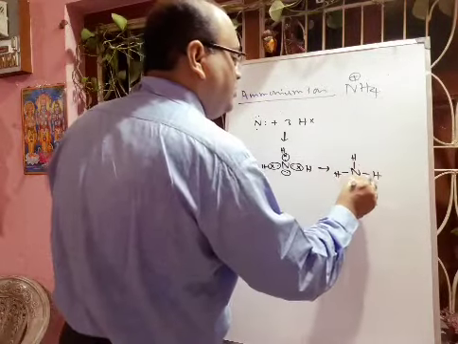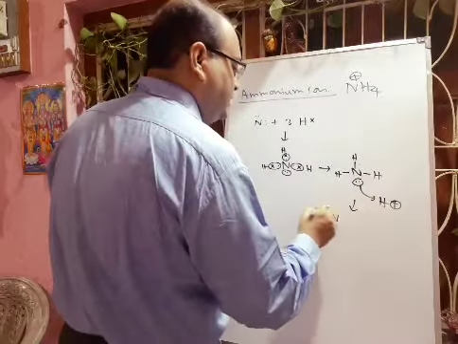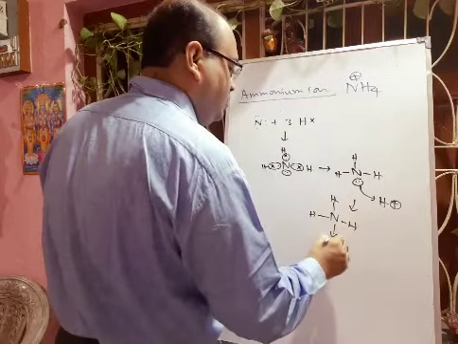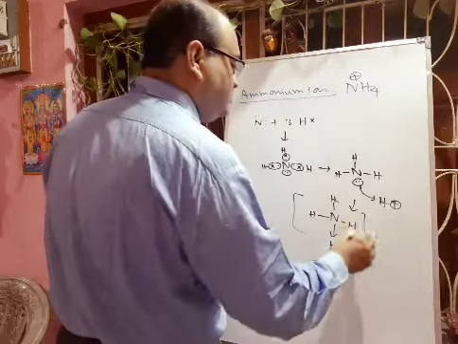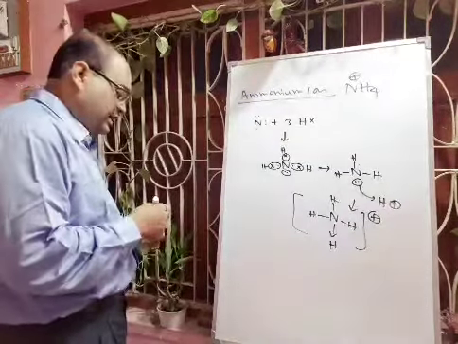Then this lone pair will be donated to 1 H plus and you will get the structure like this, with formation of 1 coordinate bond. So this is the structure of NH4 plus. Hope you can understand.